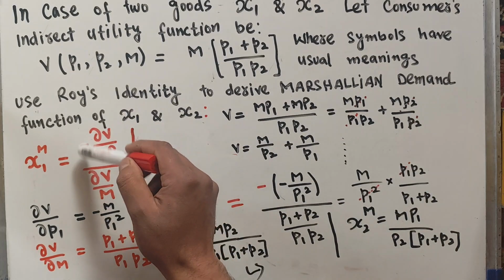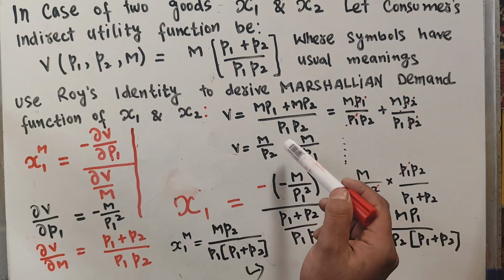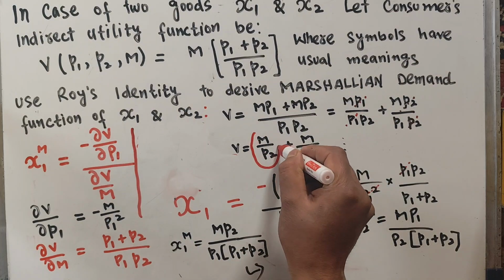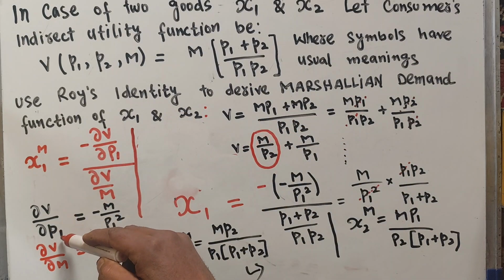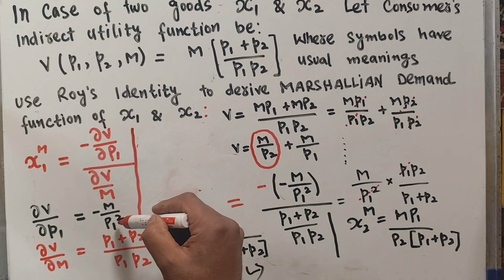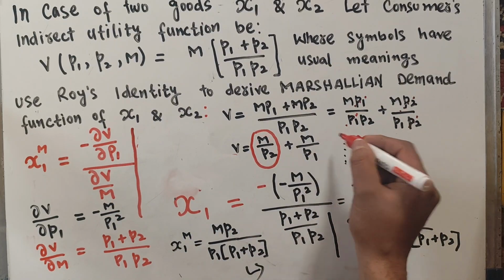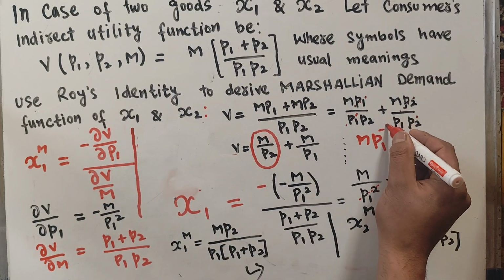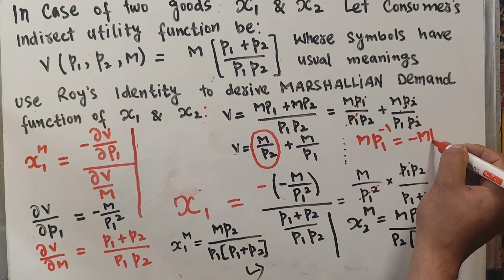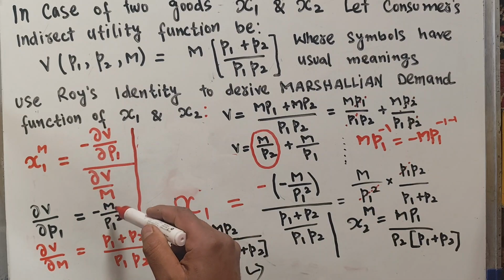Now to find dv upon dp1, that is the partial derivative of the indirect utility function with respect to p1, we differentiate this function partially with respect to p1. Since m upon p2 is here and we are taking partials with respect to p1, its derivative will be 0. The derivative of m upon p1 will be equal to minus m upon p1 square. If I transpose p1 to the numerator, it becomes minus 1. Now when we apply the power function rule, we get minus m times p1 raised to the power minus 2, and it comes out to be minus m upon p1 square.